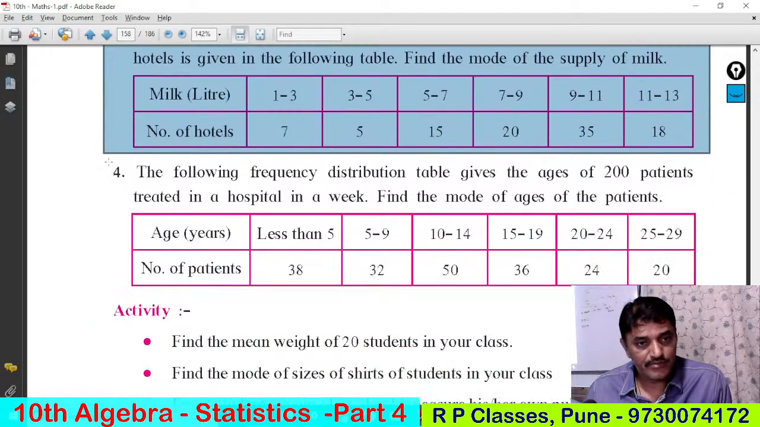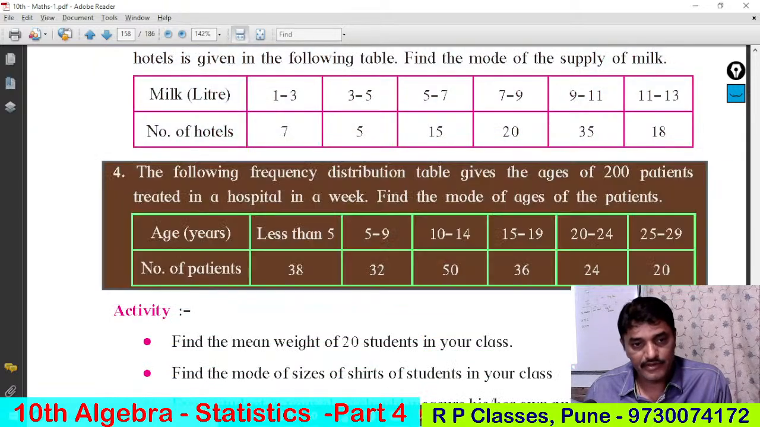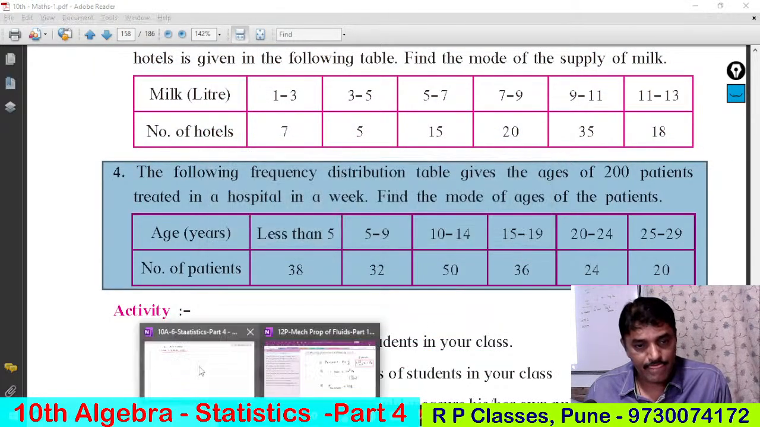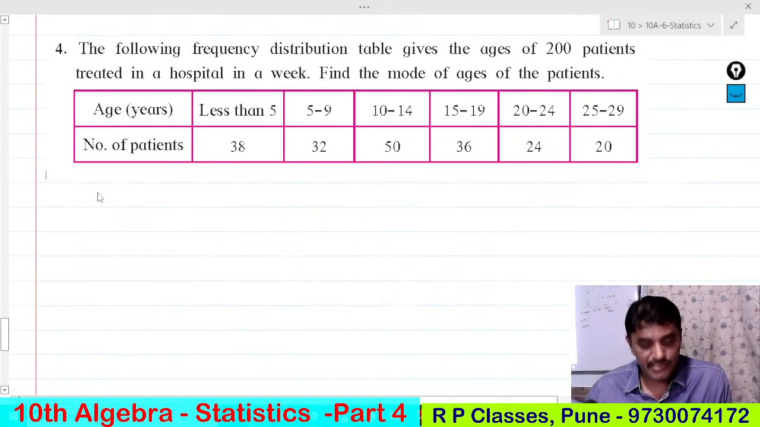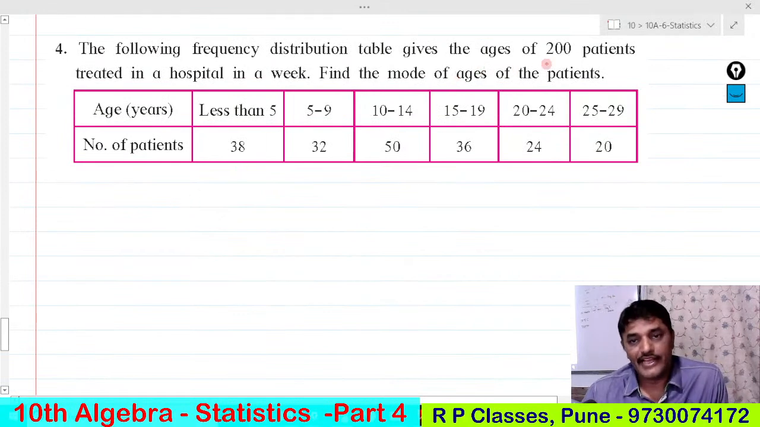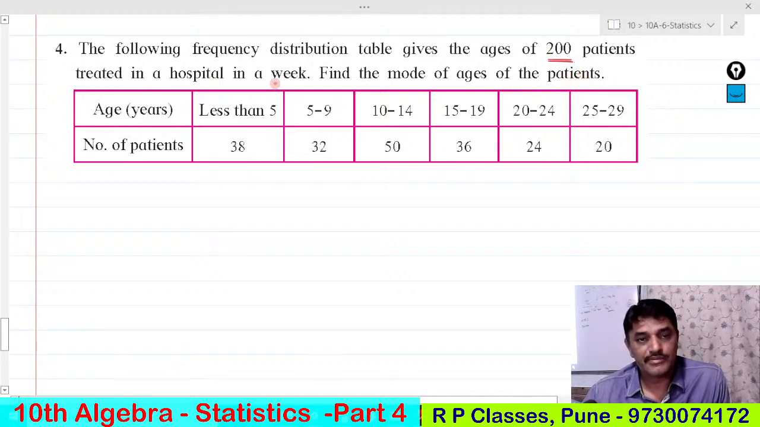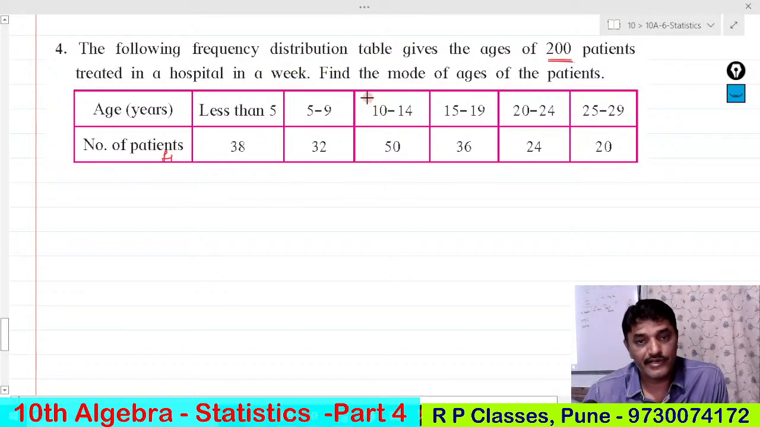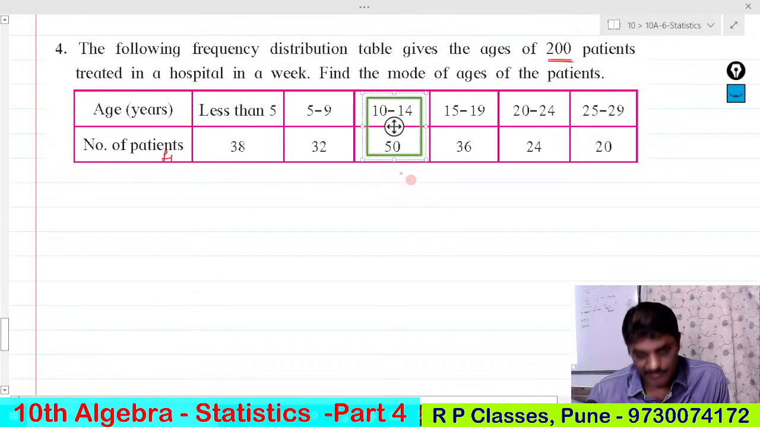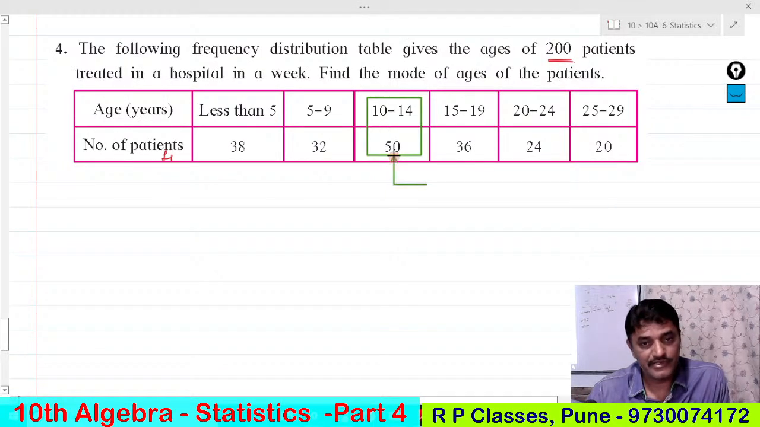So we go for question number 4 here. Same type. The following frequency distribution gives the ages of 200 patients treated in the hospital in a week. Find the mode of the ages of the patients. The number of patients is the frequency F. I have to mark the modal class, the class having the maximum number of entries, that is, the maximum frequency. This will be your modal class.